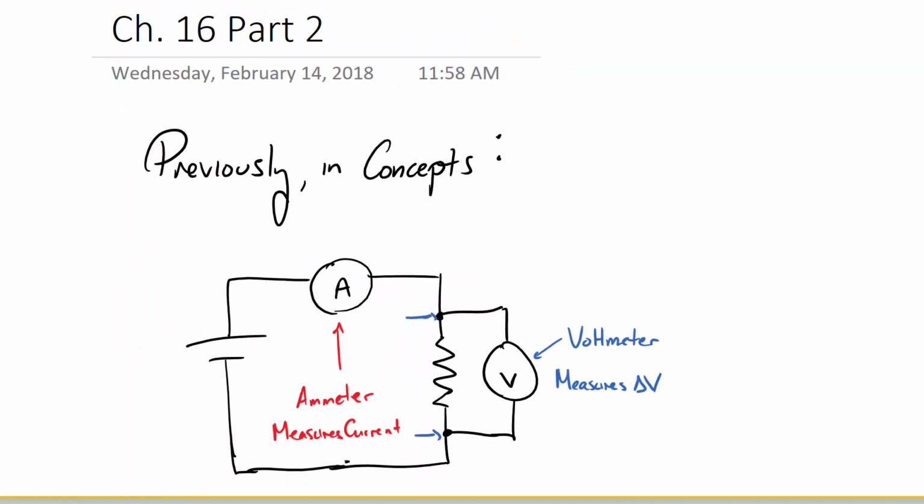All right, previously on concepts, or in concepts is what I guess I went with. Wow.